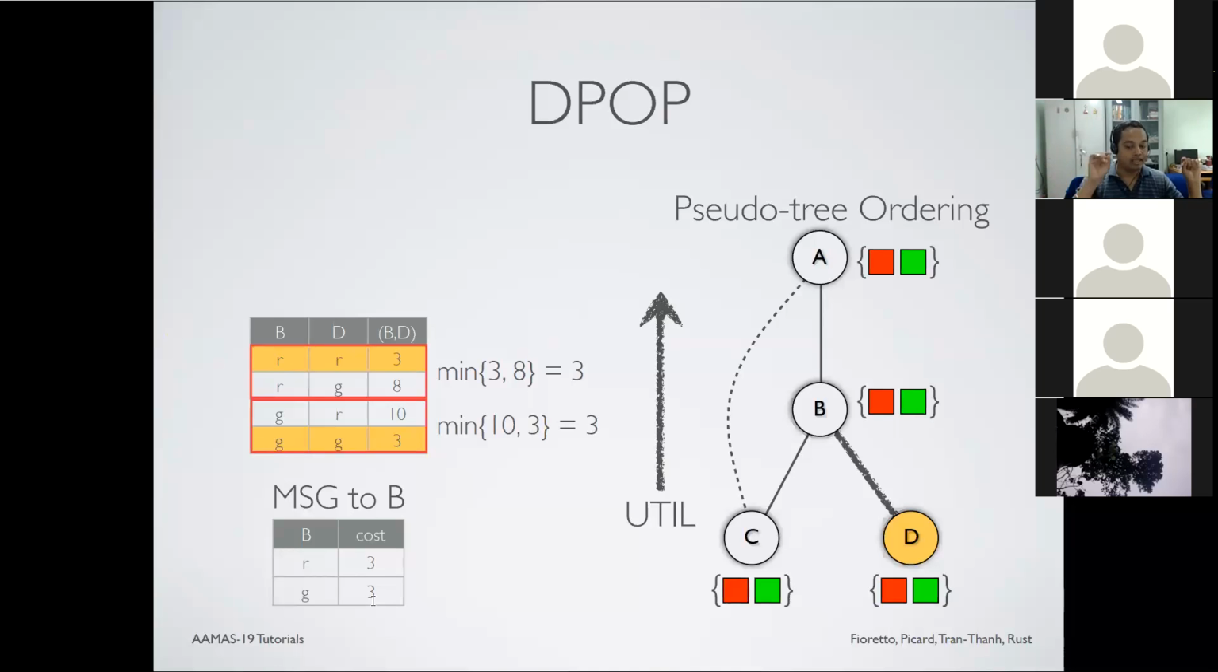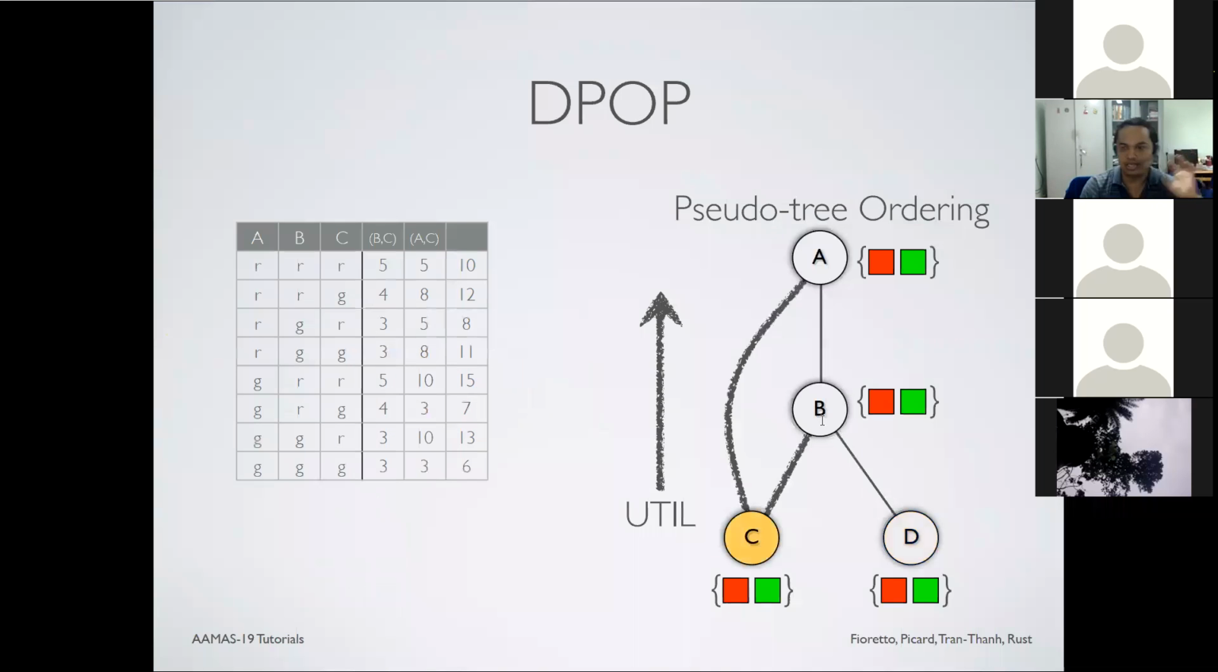There could be another possibility that maybe this is 3-3, this may be 1 or 5. So the same message will be sent to B. And B can understand, if I choose red, the cost will be 1. If I choose green, the cost will be 5. And accordingly, the remaining computation will be done by B. How, I will be coming to that.